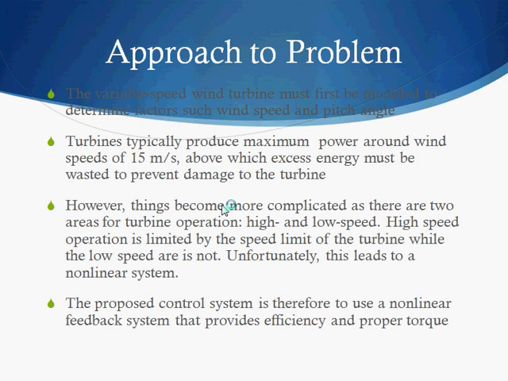Well, the main problem is that the wind speed can vary. So in fact, this control system would make sure that it's running at the most efficient speed to produce the most power, while at the same time not running fast enough that it has potential to break.